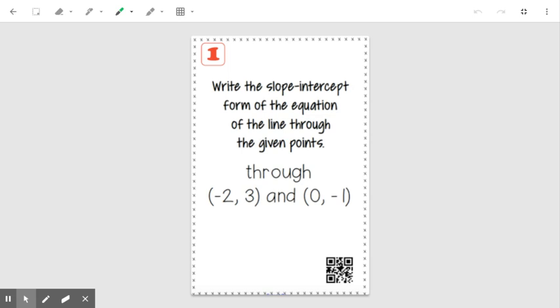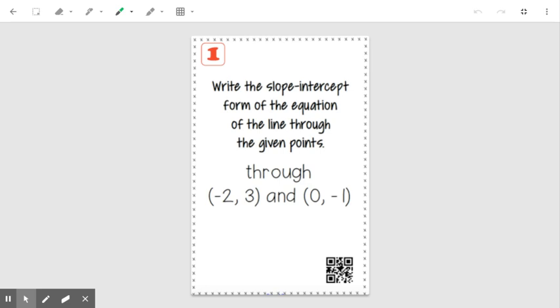Hi, everybody. I want to meet with you today to give you an example of how you find a slope-intercept form of an equation of a line through two given points. This is actually the first problem of the four that you're going to have for practice. All four problems today have a QR code, but I thought I would just use this first one as an example of how to do this problem.